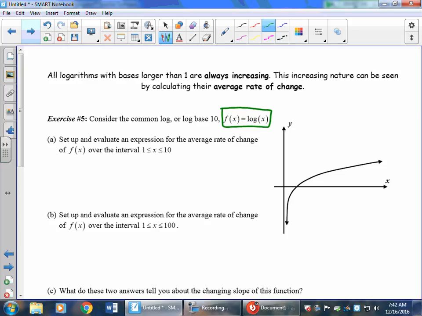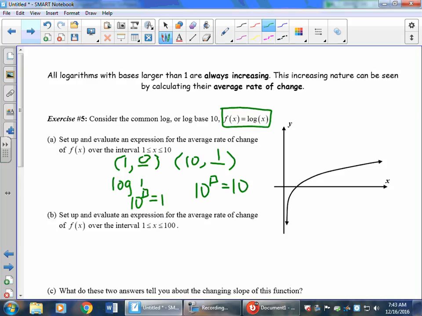Just like before, we have our x values: 1 and 10. We need to find the y values associated with our x values. So what is log base 10 of 1? This means 10 to the what power is equal to 1. Of course, that's 0, because anything to the 0 power is equal to 1. For the other one, base 10 to what power is equal to 10? Of course, that's 1. So there are your 2 points.